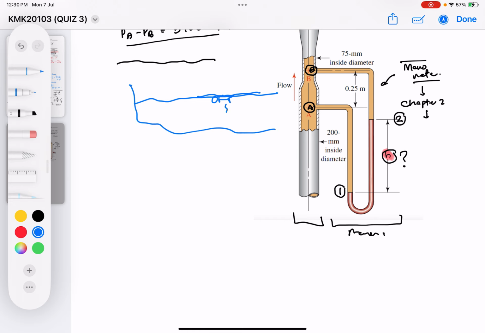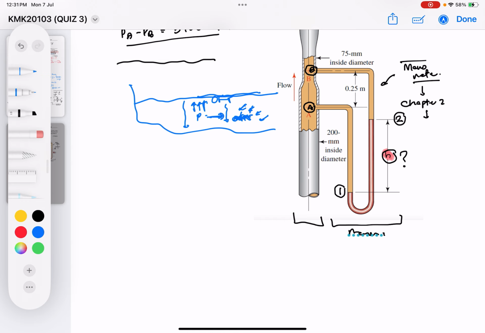As you go deeper, you will notice that you will feel pain in your ears and your body, because the sea water is going to apply a pressure on your body. That's why if you go for scuba diving, you will require a special suit, because it has to withstand the pressure exerted by the sea water. Meaning that the deeper you go, the higher the pressure.